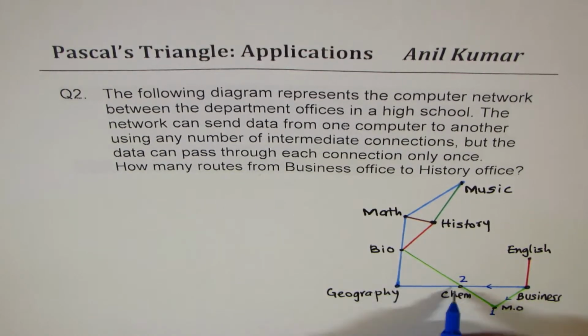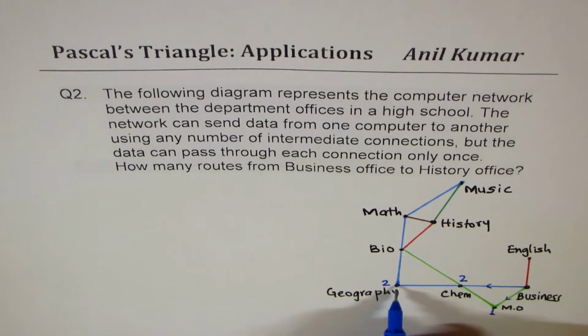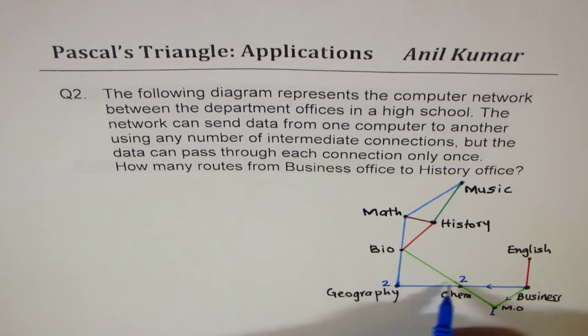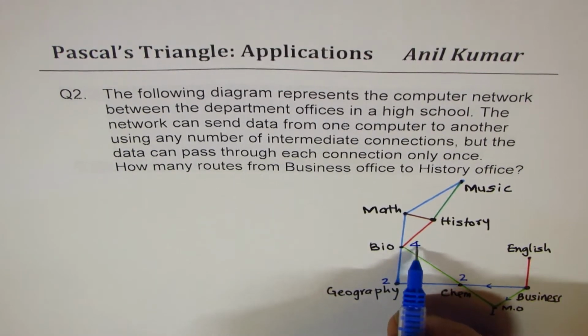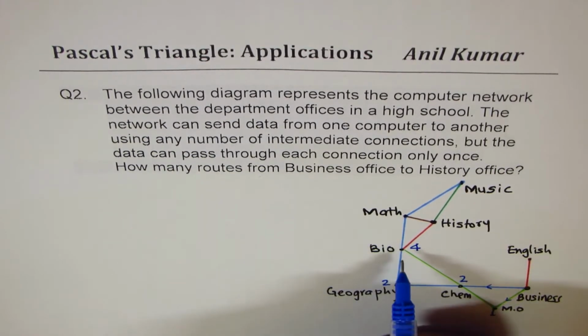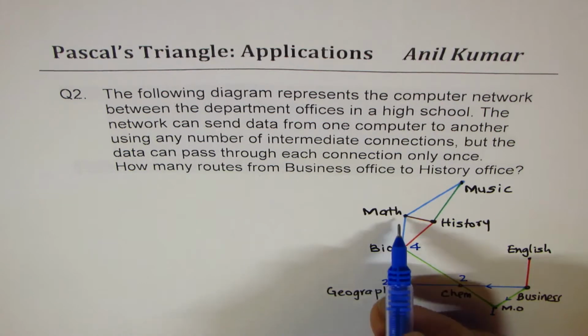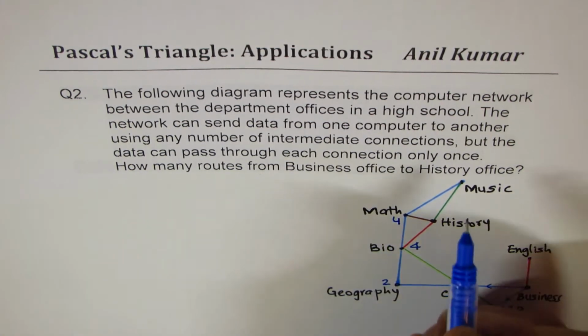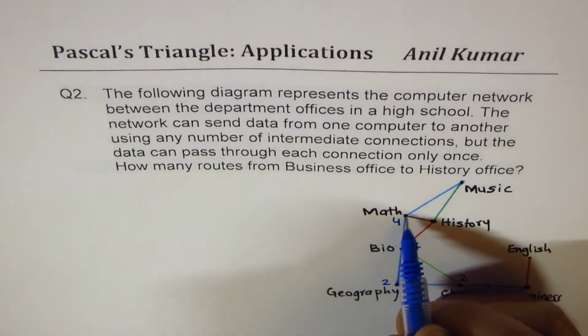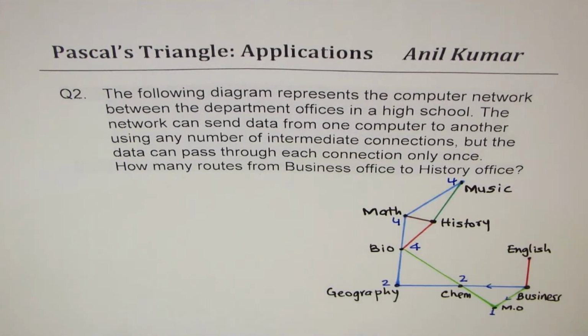Now for geography, there's again two paths. These two paths extended over here. But to bio, you could go via this path or the other one. So green and blue, both 2 adds up to 4. For maths, we could reach direct 4, and for history, for music, this 4 could lead to music also.